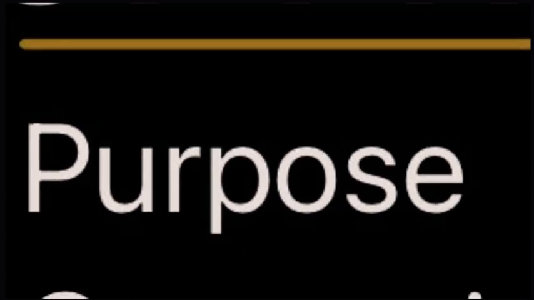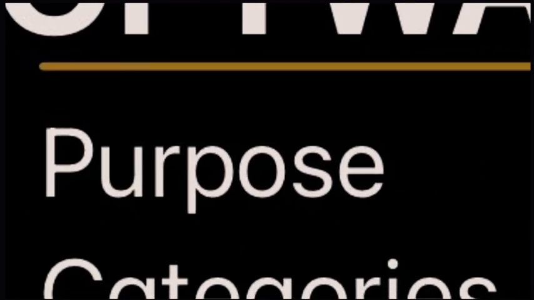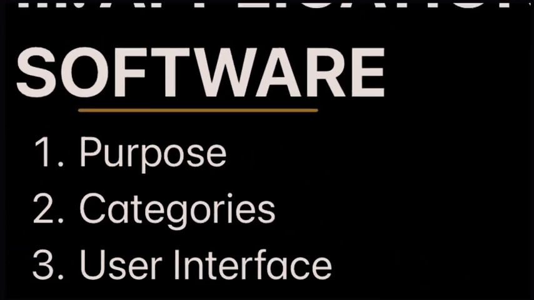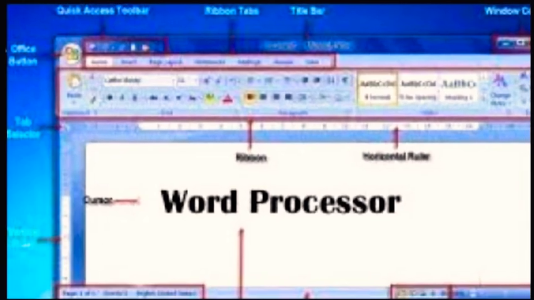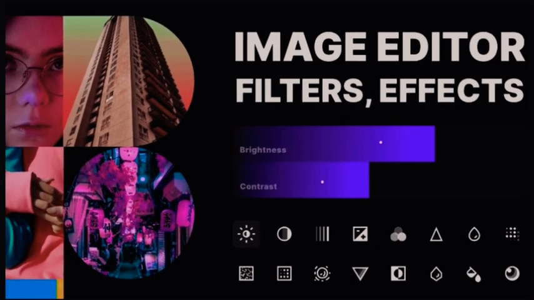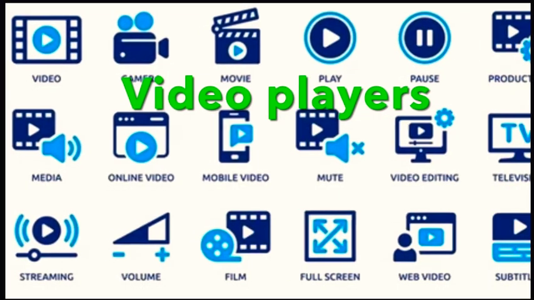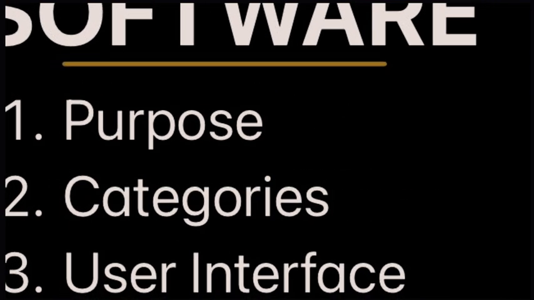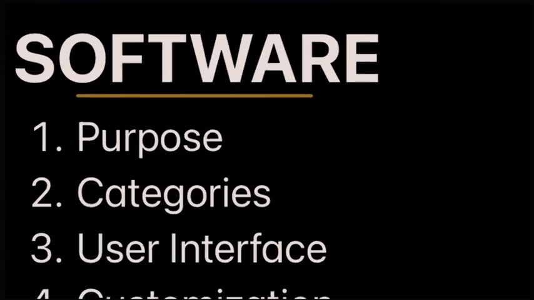Application software serves specific purposes or tasks ranging from productivity and creativity to entertainment and communication. Example, word processors such as Microsoft Word, Google Docs, image editors such as Adobe Photoshop, and video players such as VLC Media Player.